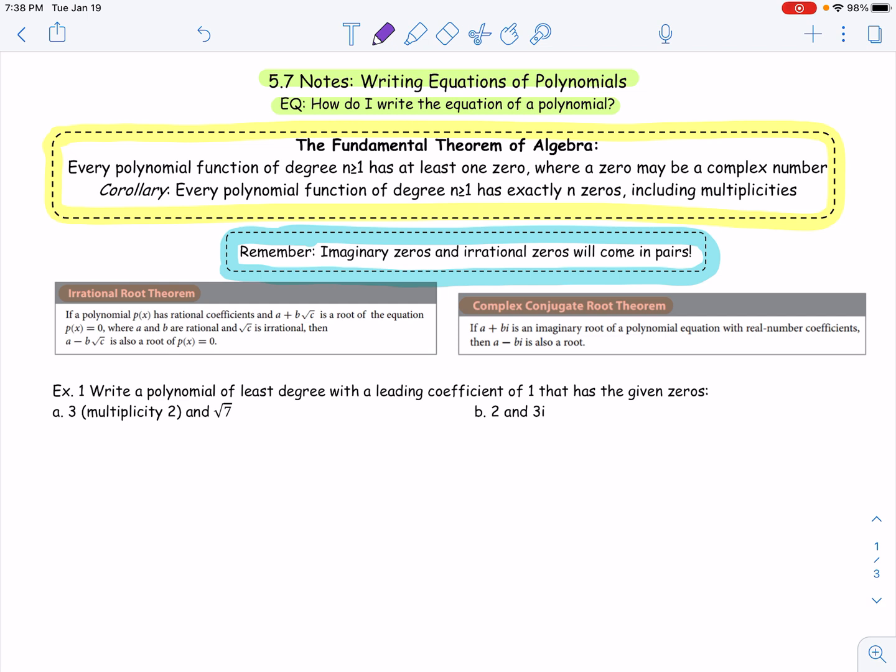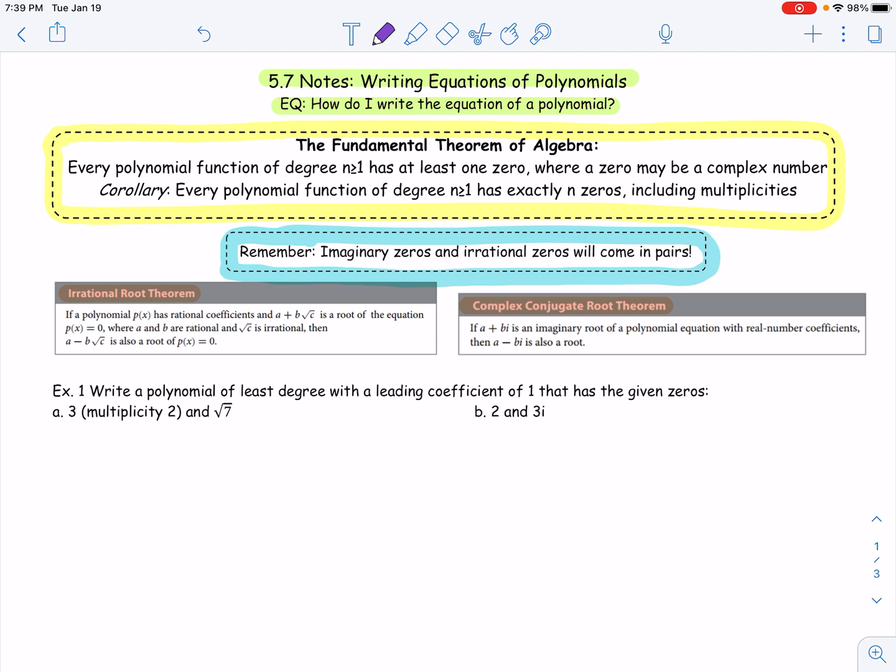Just wanted to quickly recap. Remember the fundamental theorem of algebra that we discussed in 5.6. That second part of it is really the most important part, that every polynomial function of a degree n greater than or equal to 1 has to have that many zeros. So if we have a degree of 5, we have 5 zeros. If there are 7 zeros, then it has a degree of 7. If there's 2 zeros, it's a degree of 2. Those numbers should always be the same. That also includes your multiplicity. So if you have a factor raised to the power of 3, that means it has a multiplicity of 3. Those are 3 of the zeros. So that does count in that count.